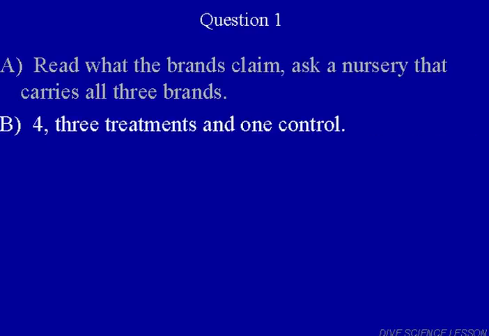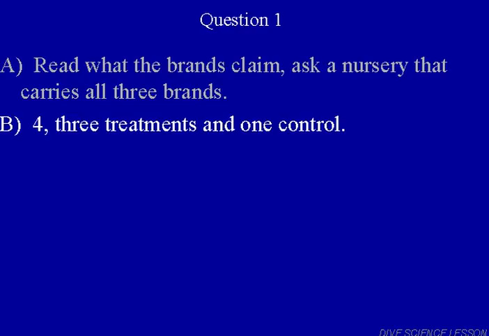Now the next question was, how many different groups of roses will you have? 3 or 4? Well, you'll have 4. There'll be 3 treatments, brand A, brand B, and C of fertilizer, and then you'll have a control. Remember, the control is the one that you don't apply any fertilizer to. So you would have 4 different groups of roses, or 4 treatments.